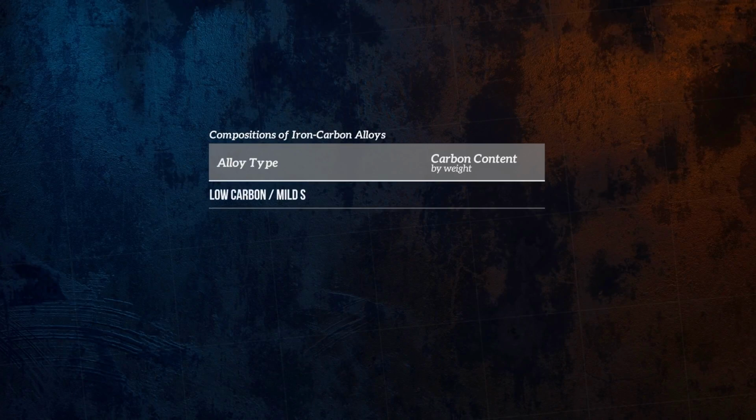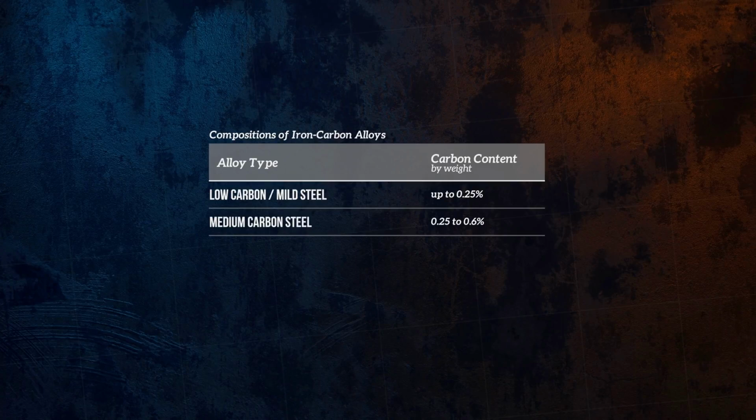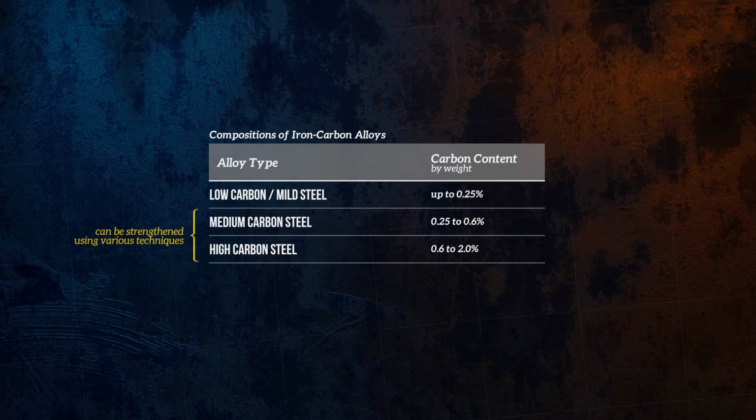Low carbon, or mild steel, contains up to 0.25% carbon. It doesn't have particularly high strength, but is ductile and relatively low cost. Medium carbon steel contains between 0.25 and 0.6% carbon, and high carbon steel contains between 0.6% and 2% carbon. Since these steels contain a larger amount of carbon, they are stronger and can be more easily strengthened using different heat treatment methods, like quenching and tempering.